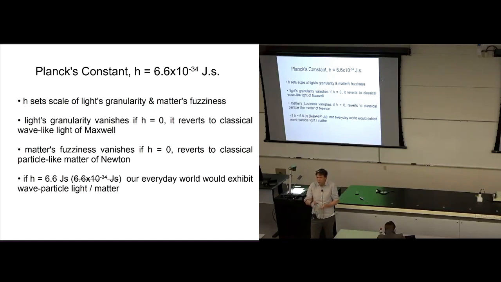light would be simply a wave, and electrons would be simply particles. We'd have our everyday experience of light and electrons, of particles and waves. So turning off Planck's constant effectively reverts us to a world of classical physics. It reverts us to a world of everyday experience. It reverts us to a world where things are particles or they're waves. They can't exhibit particle and wave-like properties.